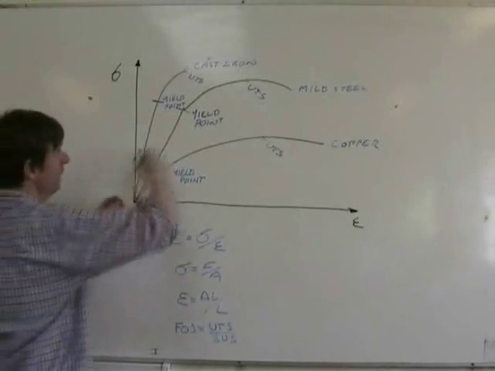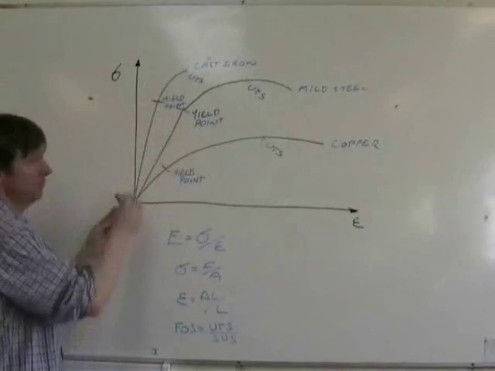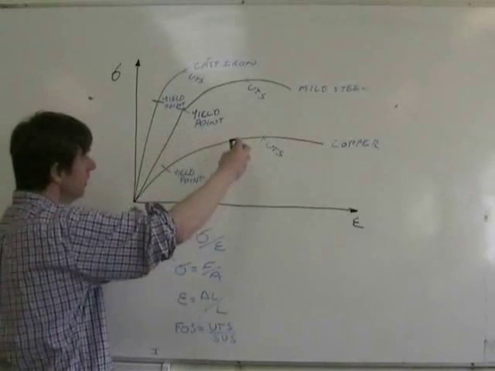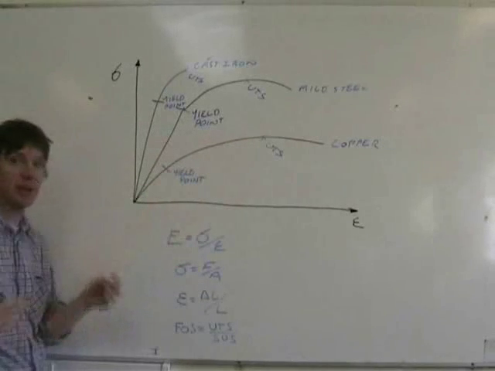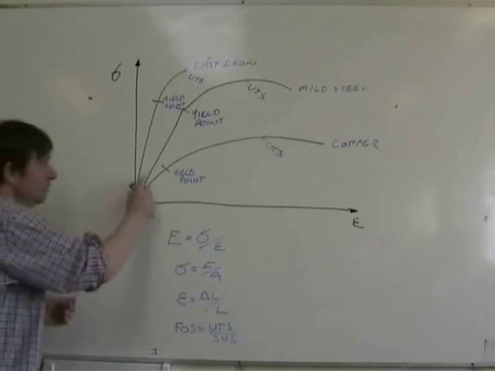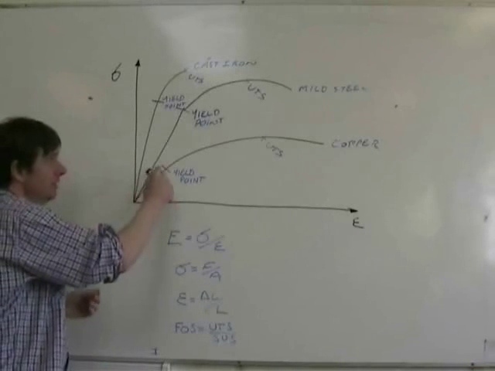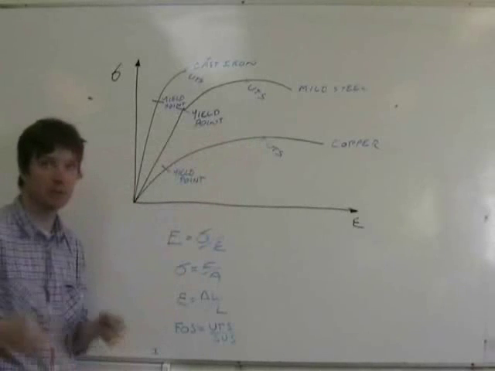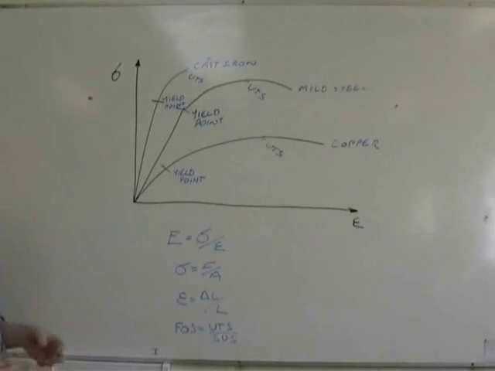If you load the copper up to the yield point and let go, it goes back to how it was. The same with the mild steel and the cast iron. If you load it beyond the yield point, when you let go, it's going to have stretched a little bit. There's been some plastic deformation. Up to the yield point, it's elastic. Beyond the yield point, you've done something plastic to it. You've changed it forever.